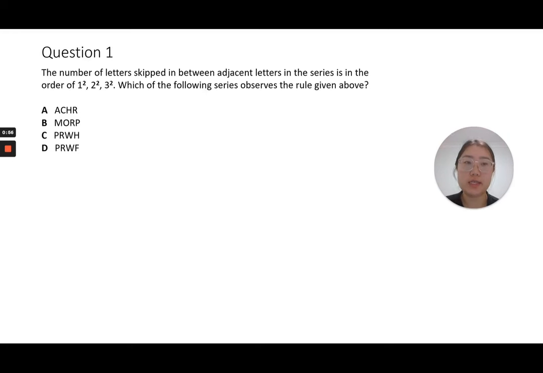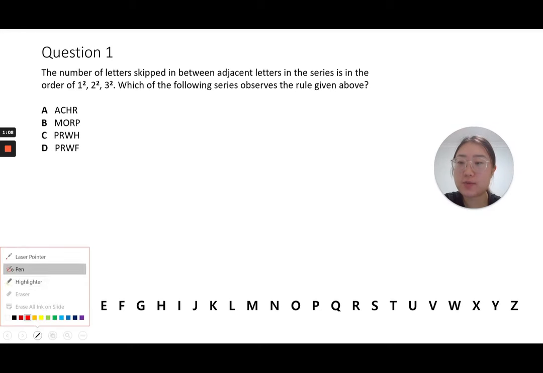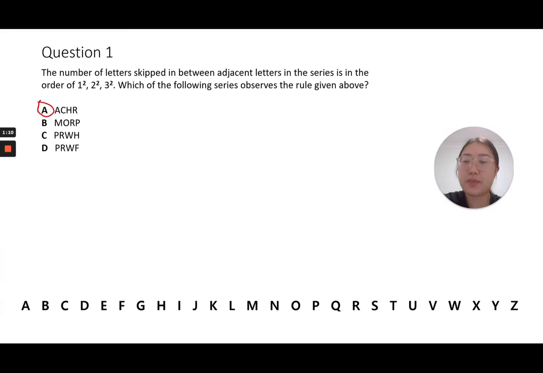So to do this, we need our alphabet, and we have one here, hopefully. There we go. And we are going to examine the first one. So I'll just tell you guys, the first one is the answer, A. And let's see why. So the letters we have are A, C, H, and R. Now they say that we skip 1 squared, 2 squared, 3 squared letters adjacently.